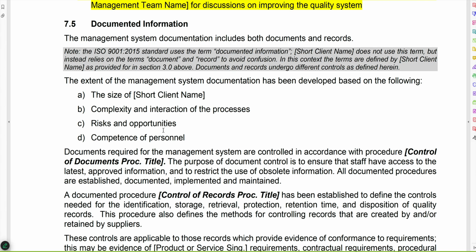And obviously, we are going to refer to different SOPs, like control of documents or control of records, as you can see. And we are going to add them at the end of the document or within the package, but we annex those as well.